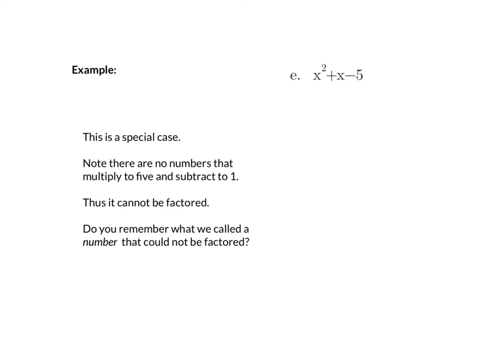Not everything is factorable. So do you remember what we called a number that could not be factored? Think back to prime factorization. If it's a number that doesn't factor, we call it a prime number. Well, this isn't a number, but this is prime. What we call this is a prime polynomial.